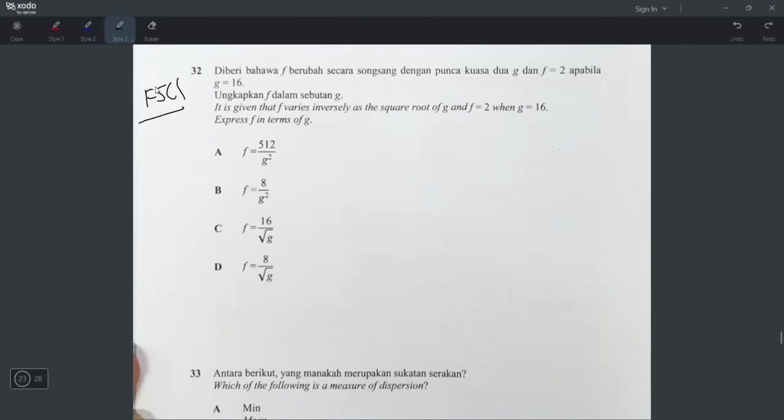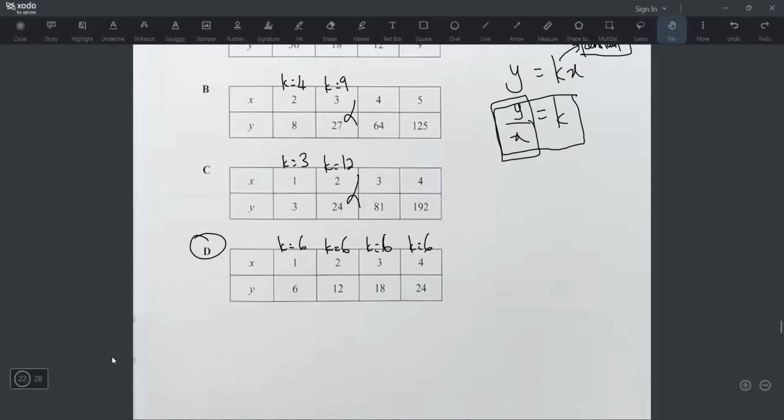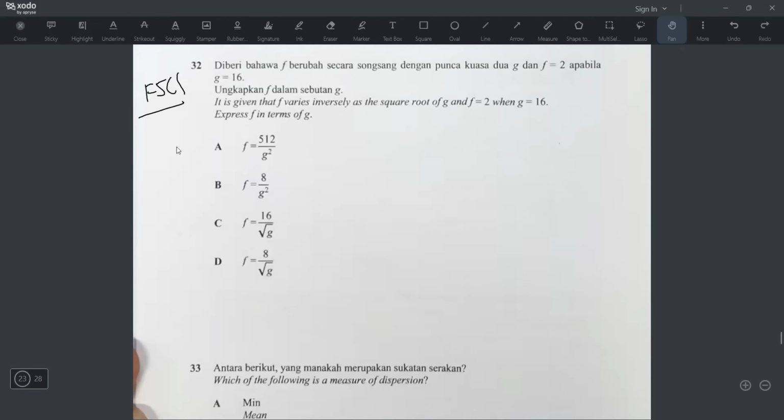Alright, 32. This one is the normal variation question, lah. Yeah, the regular one, the one that you sudah biasa. Alright, the last question they gave is the table one, right? But this one they come back to the normal variation already. So step 1 is write the ikan, step 2 equal k, step 3 find k, step 4 rewrite, and then check what the question wants.